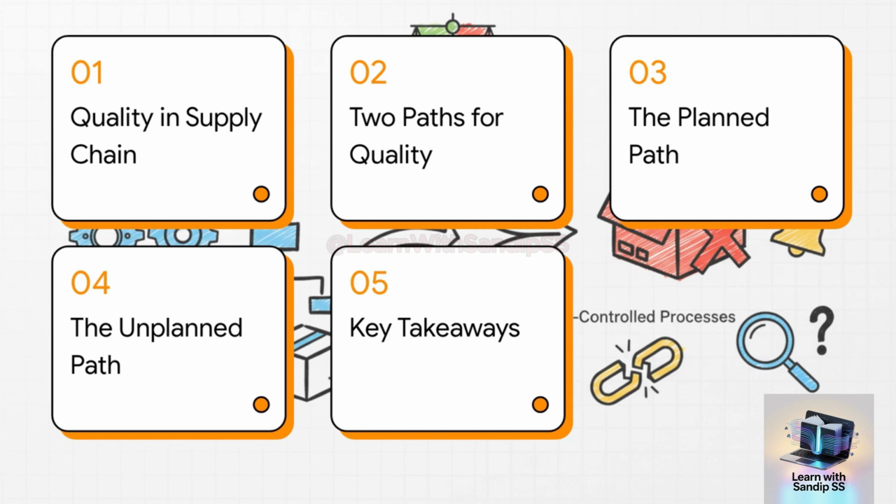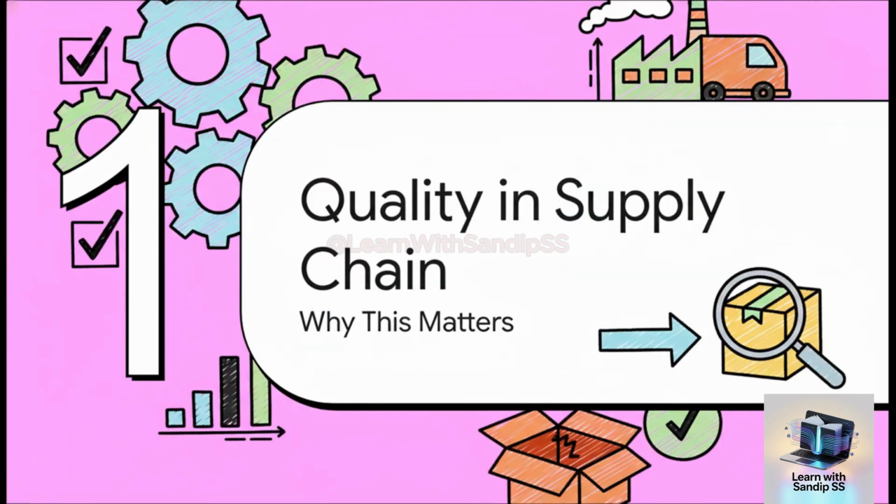So here's how we're going to break it down. First, we'll talk about why this is important in the first place. Then we'll get into the main event, SAP's two paths for quality, the planned versus the unplanned. We'll look at the key tools for each, and then we'll wrap it all up with a really clear side-by-side comparison to make sure it all makes perfect sense. Let's get into it.